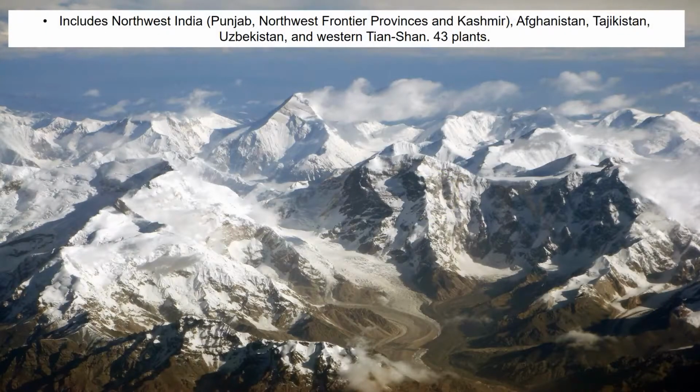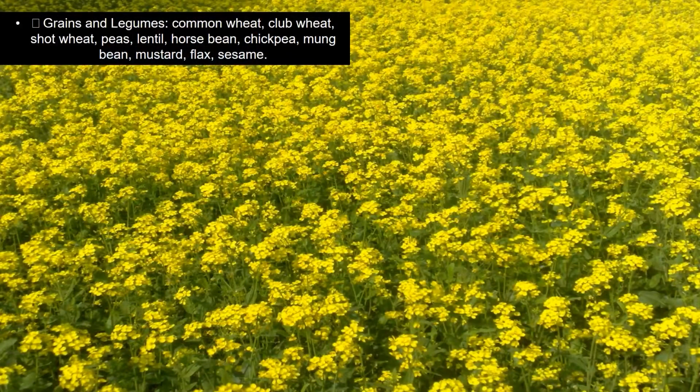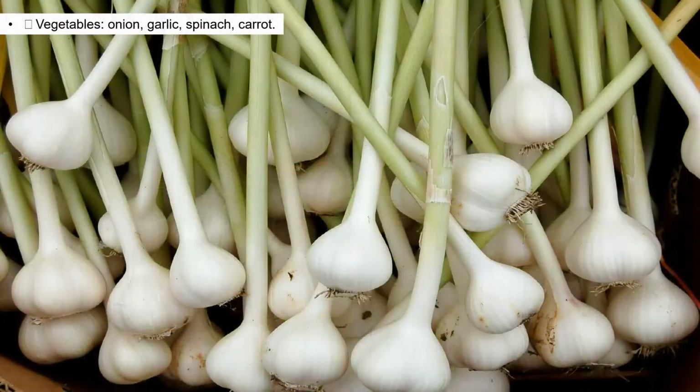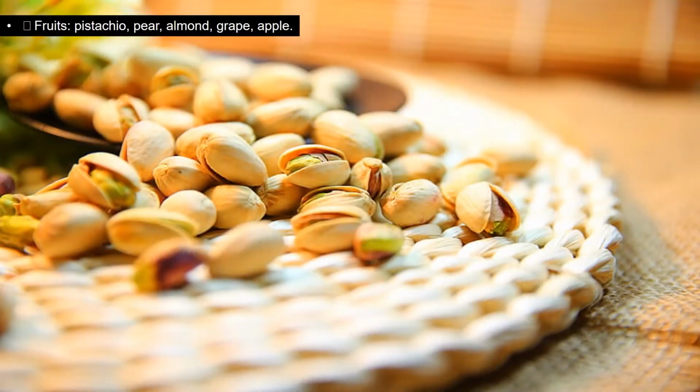And coming to the Central Asiatic center, which includes northwest India like Punjab, Northwest Frontier Province and Kashmir, Afghanistan, Tajikistan, Uzbekistan, and western Tian Shan. So far about 43 plants have been identified, plants in the sense that agriculture and crops originated from this region, like grains and legumes like common wheat, club wheat, shot wheat, peas, lentil, horse bean, chickpea, mung bean, mustard, flax, sesame. Hemp, cotton from fiber plants, onion, garlic, spinach, carrot among the vegetables, pistachio, pear, almond, grape, apple among the fruits, they originated from here.